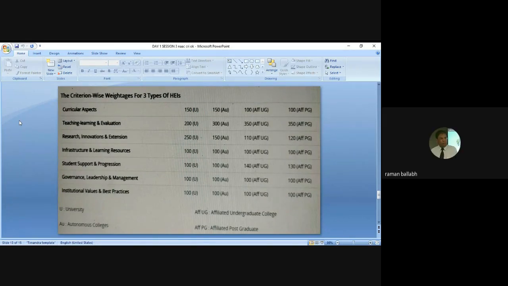Now, out of these seven criteria, it is applicable for everyone. But if it is a university, the preference or the marks for each criterion are different from a constituent or affiliated college, or a PG college or a UG college. For example, if a nursing university has no role on syllabus, then this nursing college will have 100 points in the curriculum. But if it is a university where the syllabus can be defined by them, then instead of 100 points, they have 150 points.